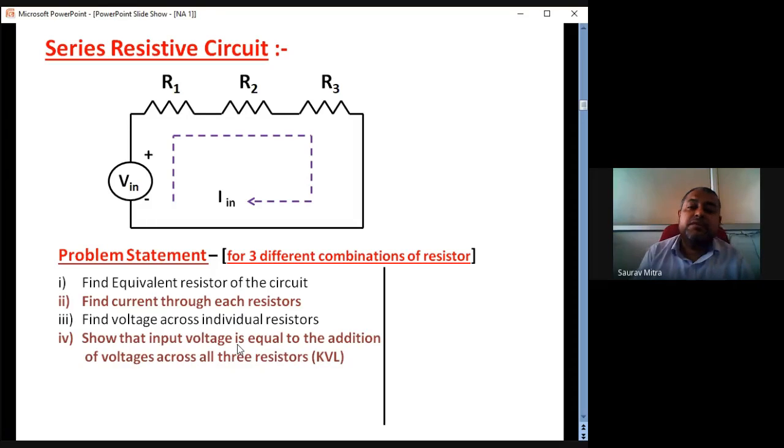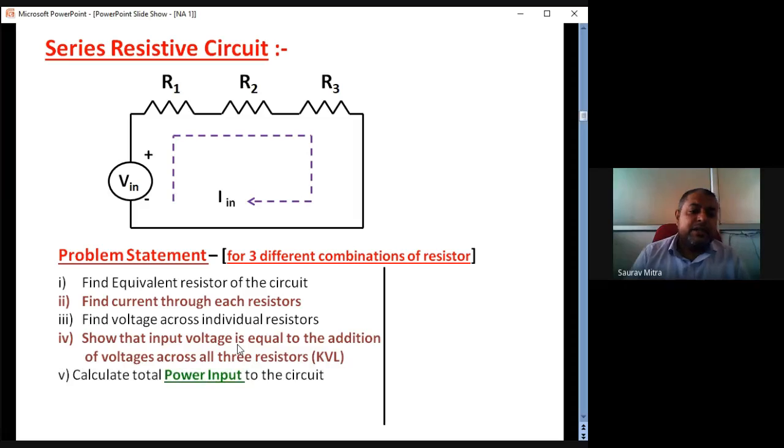So the first thing you have to find is R equivalent. From there you have to find IN. After finding IN, multiply IN with each of the resistances and you get V1, V2 and V3. Finally, again add V1, V2, V3. It should be equal to the input voltage. So these are the first 4 points that we will see. We will prove them first. For any series resistive circuit, we can prove this very easily.